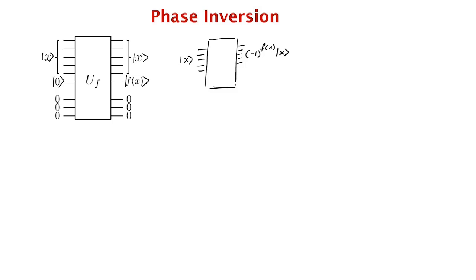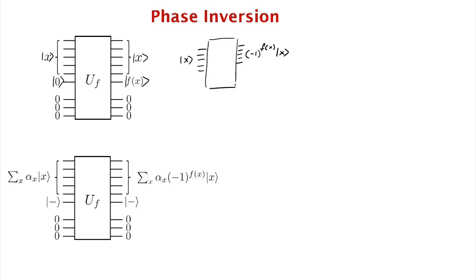It turns out there's a very simple way of doing this. All we do is we replace the 0, the answer bit, in this circuit U sub f, by a minus state. And now, lo and behold, this minus state remains unchanged, and the effect of f is to put that into the phase exactly where we wanted it. So this is wonderful, but how did this come about?